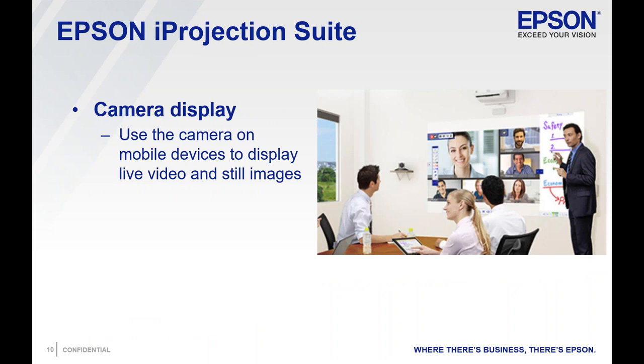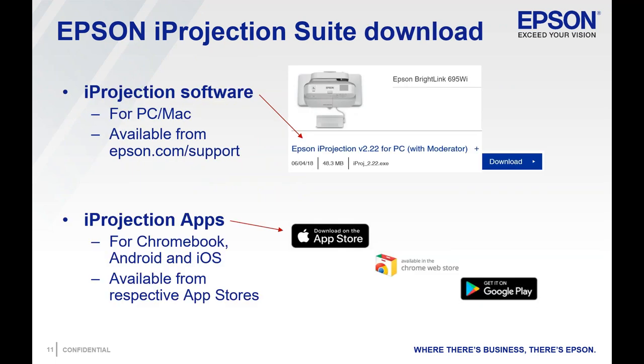Also, one of the functionalities of the iProjection suite is, for your connected devices, whether that's a computer, iPhone, or Android phone, you can use the camera on those devices very much like you would use a document camera, to share the feed from your camera to the projector. So it's a similar functionality to using document cameras with our projectors, except you're now running that through your mobile device that's connected to the projector via iProjection.